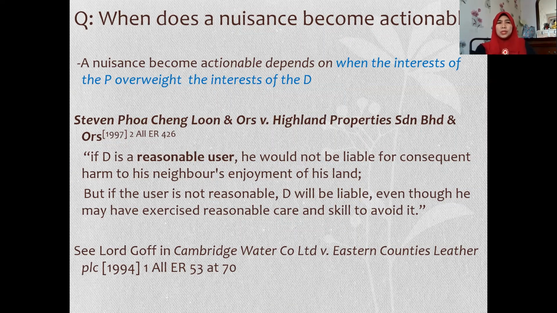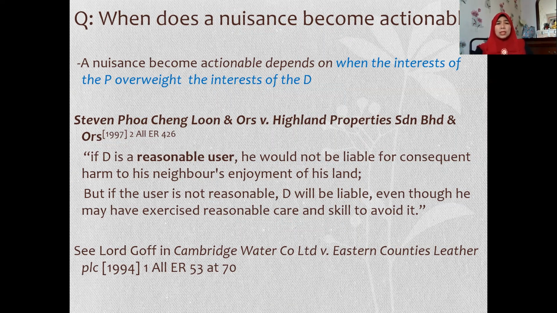Now we want to know, the query here is, when does a nuisance become actionable? Because maybe not all kinds of nuisance are actionable. So a nuisance becomes actionable, you can take action based on it, when the interest of the plaintiff outweighs the interest of the defendant. At the earlier part of the lecture, we talked about competing interests, it's about balancing the competing interests of the plaintiff and defendant. So it will be actionable whenever the interest of the plaintiff outweighs, if we were to balance, so the plaintiff is heavier, outweighs the interest of the defendant.